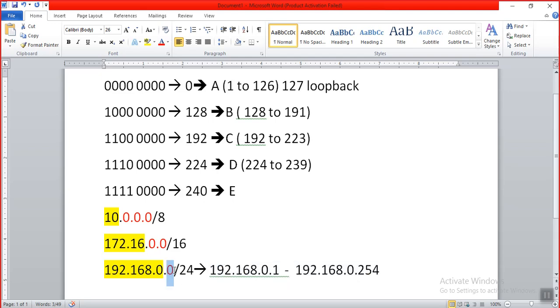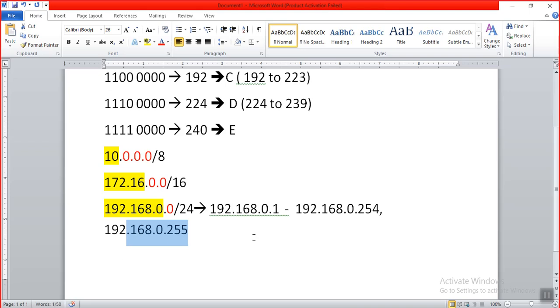Now, what is 0.0? 0.0 is known as the network, and 0.1 is the first IP, 0.254 the last IP. After this there is one more, 192.168.0.255. This is known as the broadcast IP. First one is network, last one is broadcast, and in between is your valid IPs. This is for class C. In class B also the same calculation.